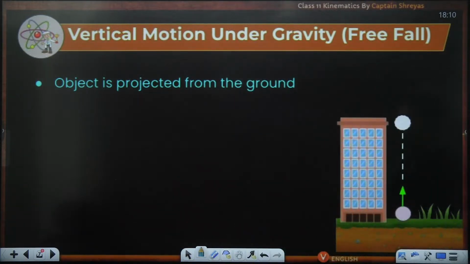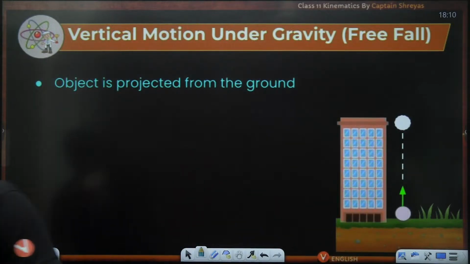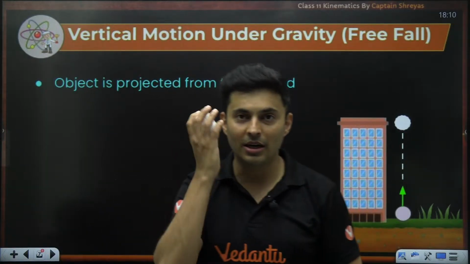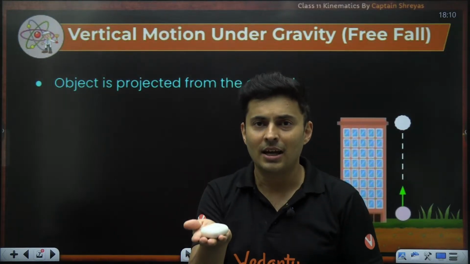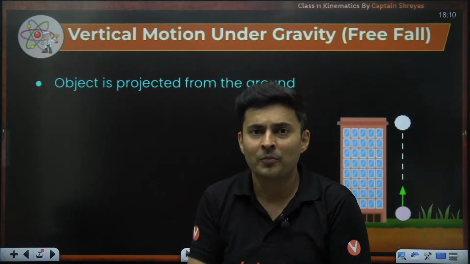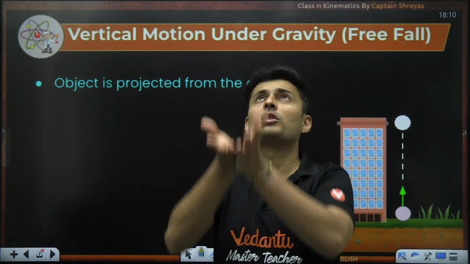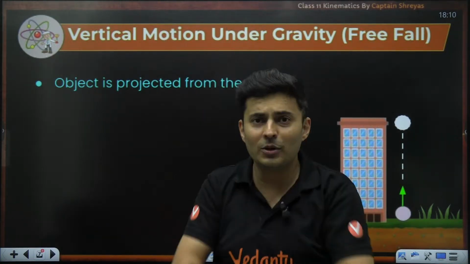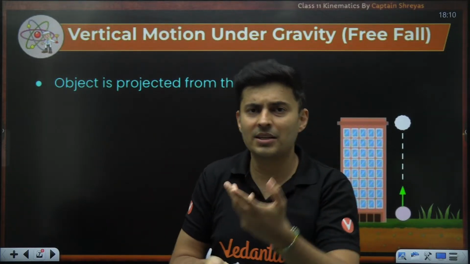So first is object is projected from the ground. That means you throw it from below like this. It goes up, stops, and returns and comes back. So just imagine this, guys. This is some object. Okay, my headphones, I'm sacrificing it for the sake of physics. I throw it on the top, it goes and comes back. I throw it with more speed, it goes for a longer duration and comes back. Throw it with a smaller speed, it goes lesser height, lesser time.